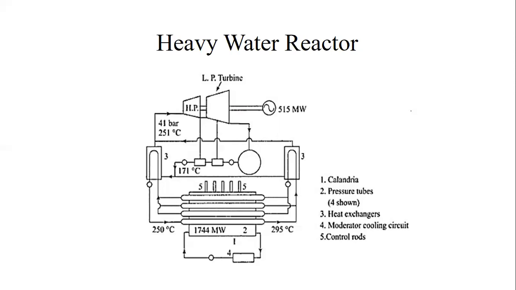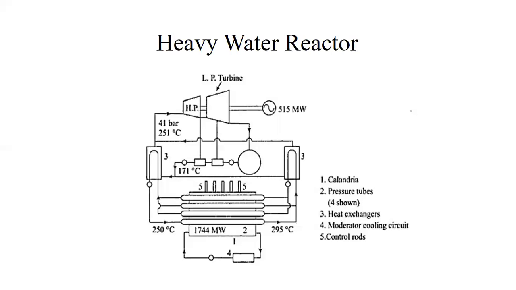The heavy water coolant pressure in the reactor is 88.3 bar, and the inlet and outlet temperatures are 250 degrees Celsius and 290 degrees Celsius respectively. In the heat exchangers, steam is generated at 41 bars pressure and 251 degrees Celsius. The thermal power of each reactor is 1744 megawatts, and the net electrical output is 515 megawatts, giving a thermal efficiency of around 30%, that is 29.5%.